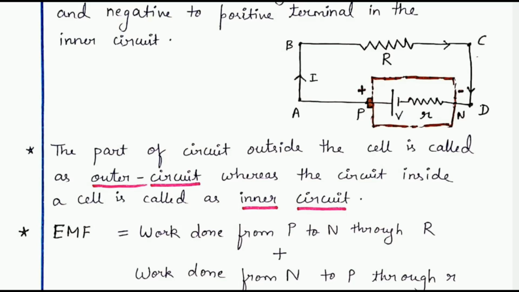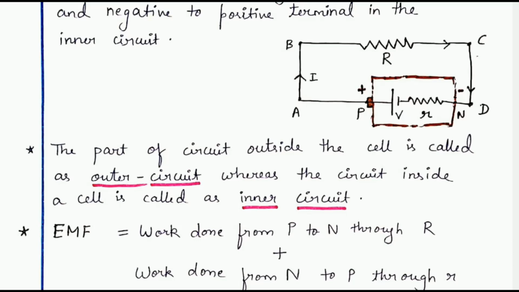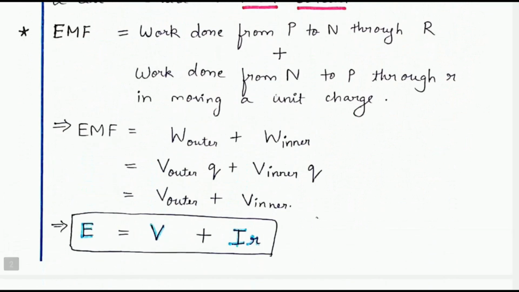So for V inner, how much current is flowing in the inner circuit? I, the same current. And what is the resistance of the inner circuit? Small r. So V inner will be I into small r. So we can write this like E is equal to, that is EMF is equal to, if we replace V outer with terminal potential difference, that is V, plus V inner can be written as I into small r. So this is a very important relation. E is equal to V plus Ir.